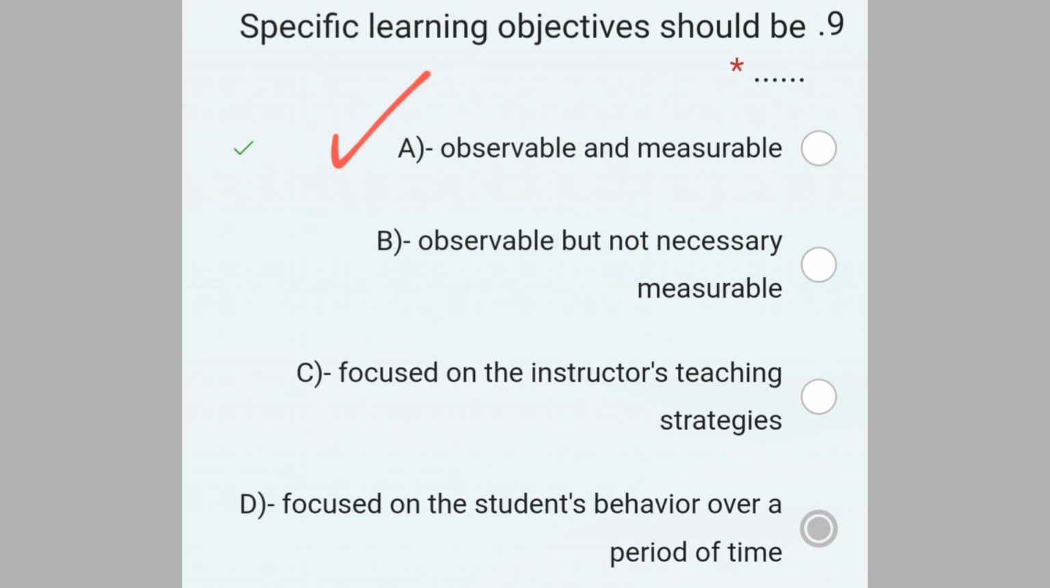9. Specific learning objectives should be: A. Observable and measurable. B. Observable but not necessarily measurable. C. Focused on the instructor's teaching strategies. D. Focused on the student's behavior over a period of time.